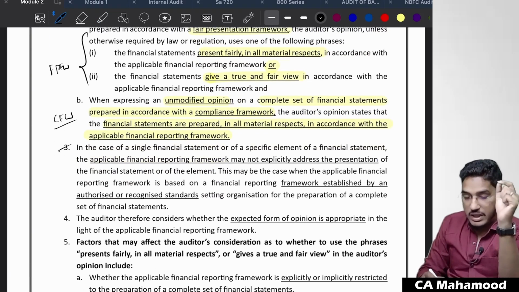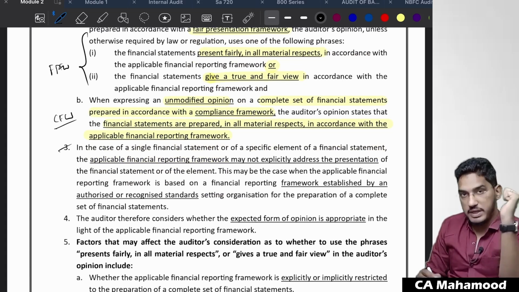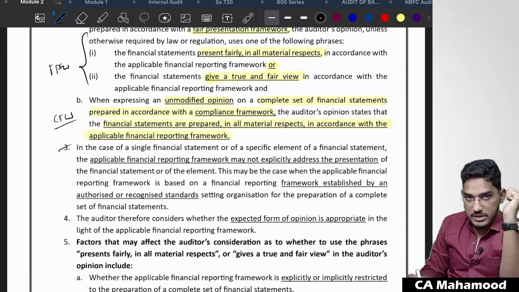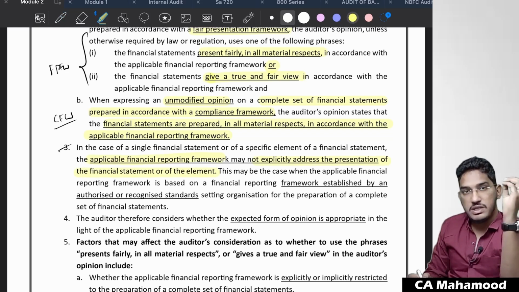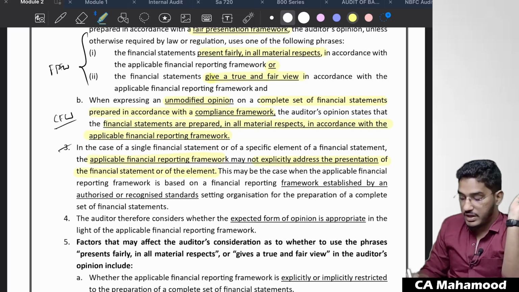Now they are coming to the single financial statements, and how your opinion should be. In the case of single financial statements or a specific element of the financial statement, the applicable financial reporting framework may not explicitly address the presentation of the financial statement or other element. If you are preparing single financial statements, there might not be a separate framework for preparing them. This may be the case where the applicable financial reporting framework is based on a framework established by a recognized body for the preparation of a complete set of financial statements.